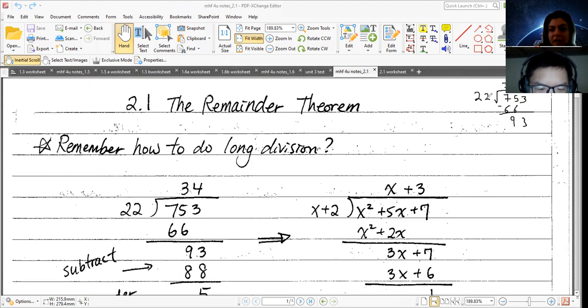Then you ask again, how many 22 is in 93? And you guess it is 4. 4 multiplied by 22 is 88. Then you minus this number, 93 minus 88 is 5. So here is the remainder, right? Remainder, I call it R. This one is the quotient.